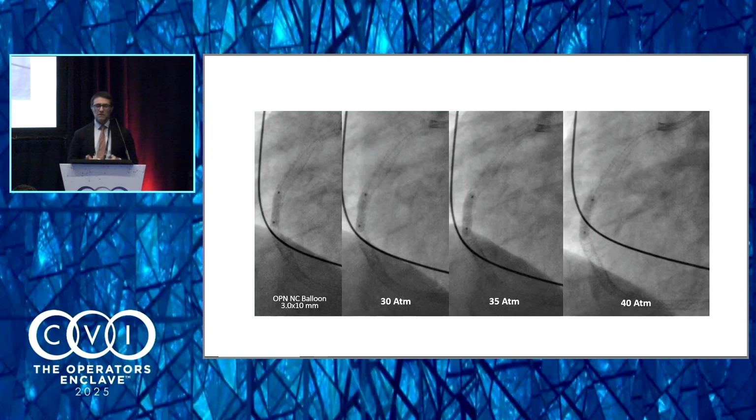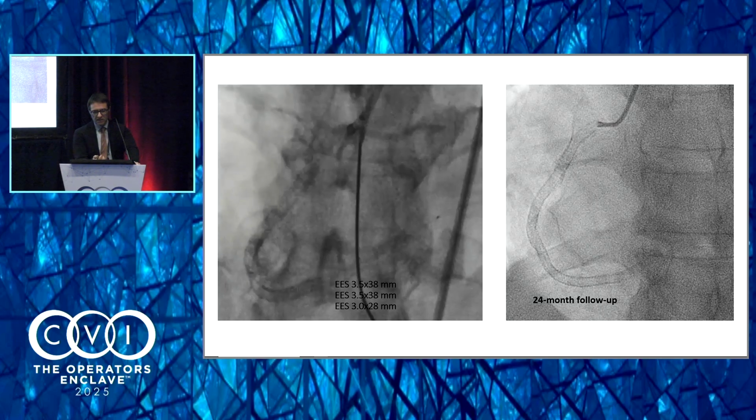Don't be afraid. Deflate and check. And the next step is 35 atmospheres. Keep the pressure there. Deflate, check. So you check every time, every 5 atmospheres more, you check the situation continuously until 40, 45 atmospheres. This is the safest way in which we learned to use the OPN NC. But I'm open to other techniques which we can discuss later.